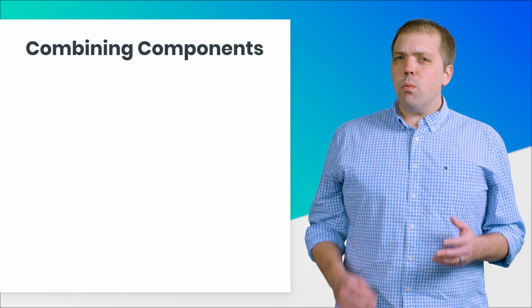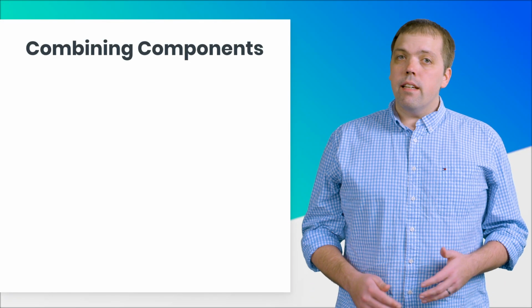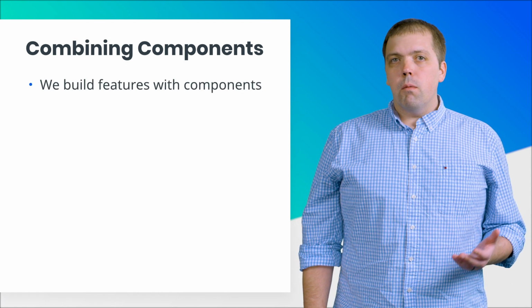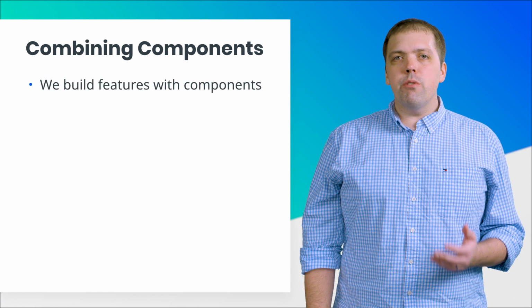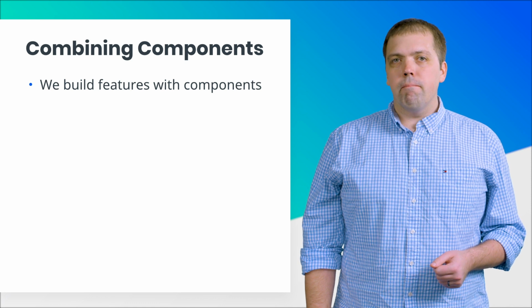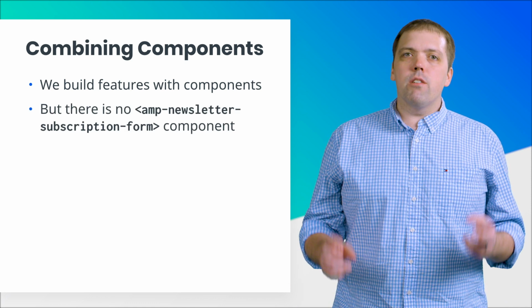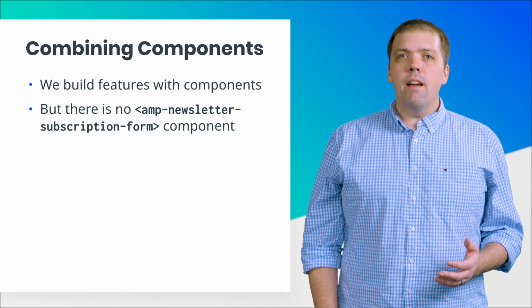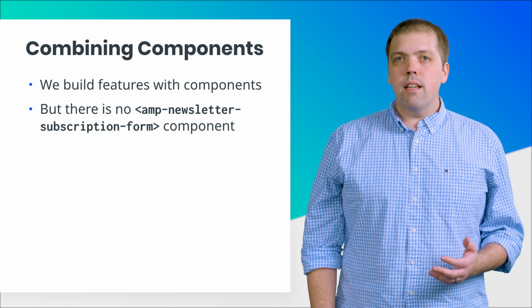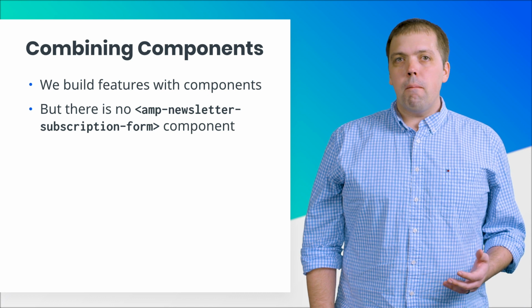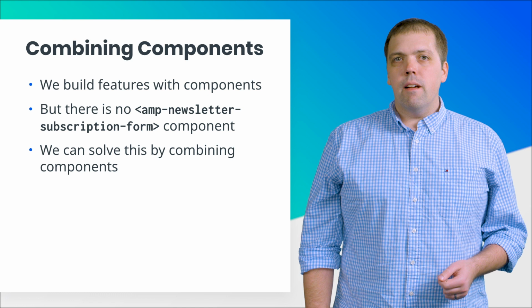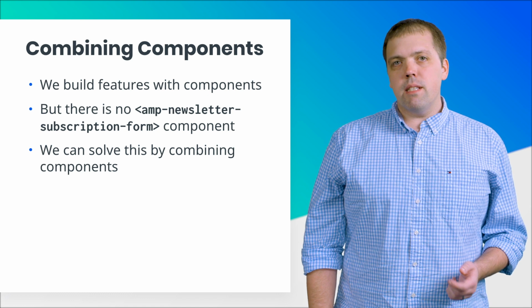So, how do we create these new features? In the beginner course, to add a feature, we just added the right component. But let's look at our specific need for a newsletter subscription form on our site. AMP doesn't have an AMP newsletter subscription form component. It's not practical to have a different AMP component for every feature a developer wants, as the possibilities are endless. But we can combine components and make them work together. This approach is called component composition.